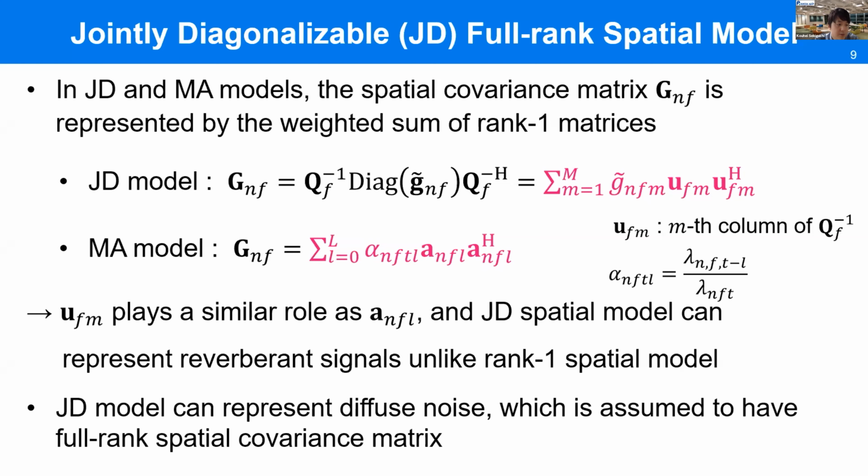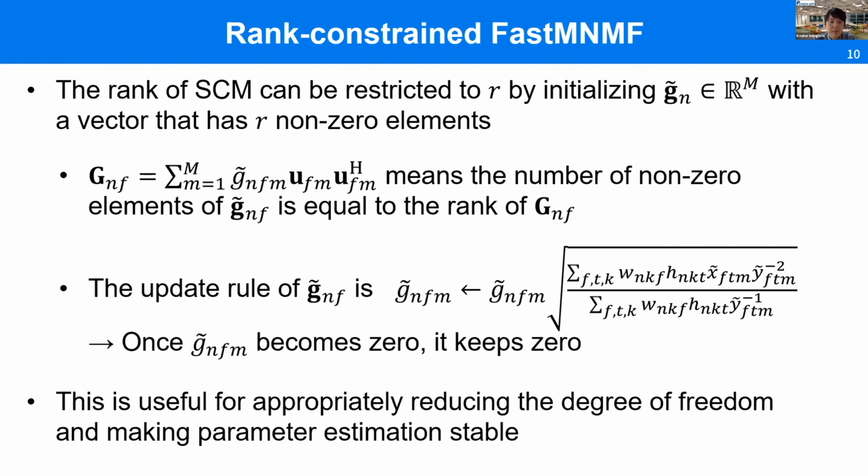Another advantage of the jointly diagonalizable spatial model is it can represent the diffuse noise, which is often assumed to have full-rank spatial covariance matrix. Based on the interpretation of the jointly diagonalizable spatial model, we proposed a small extension of fast MNMF called rank constraint fast MNMF. We can specify the rank of each SCM by initializing G tilde in a specific manner.